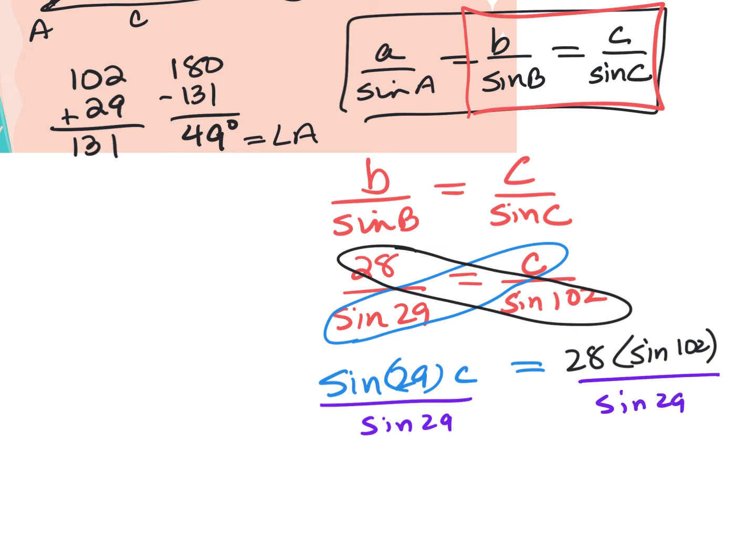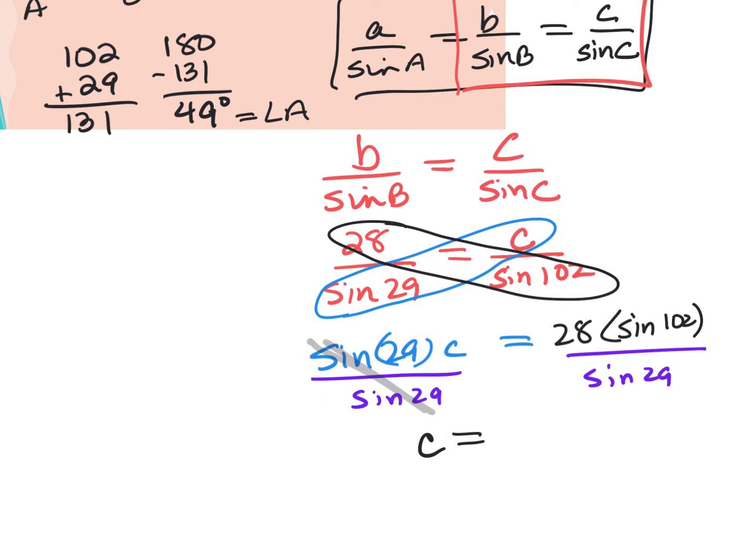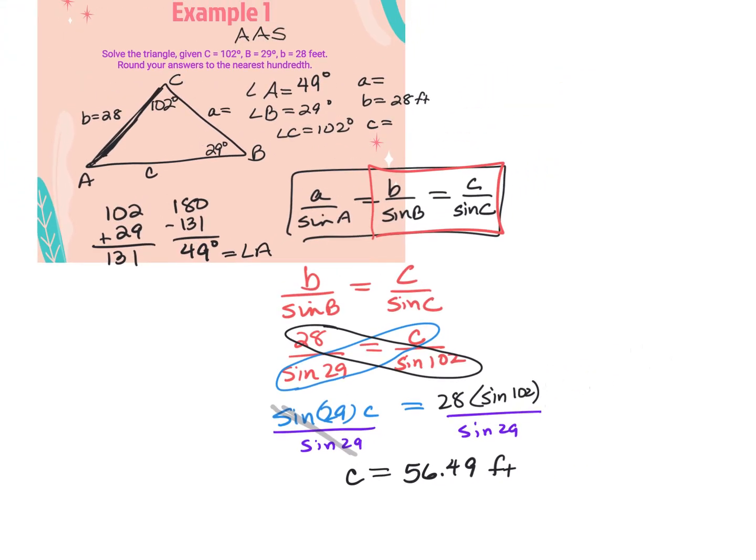We're going to round to the hundredths place. So notice this cancels. So now I'm left with c equals 28 times the sine of 102 divided by the sine of 29. And you should be rounding to the hundredths place. So this should give you 56.49 feet. So now I've got little c, 56.49 feet. Now I have to find little a.